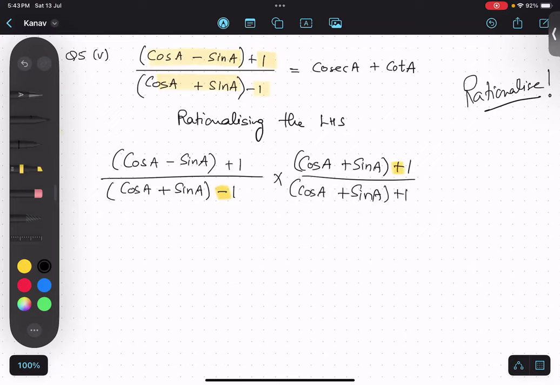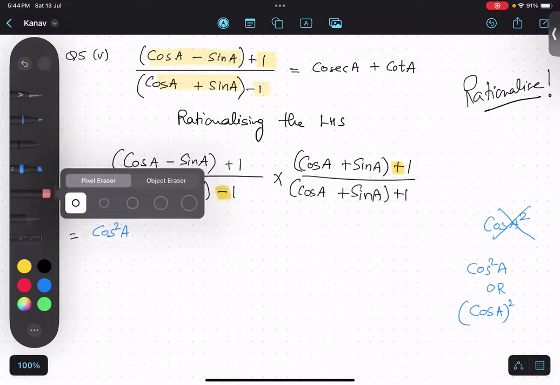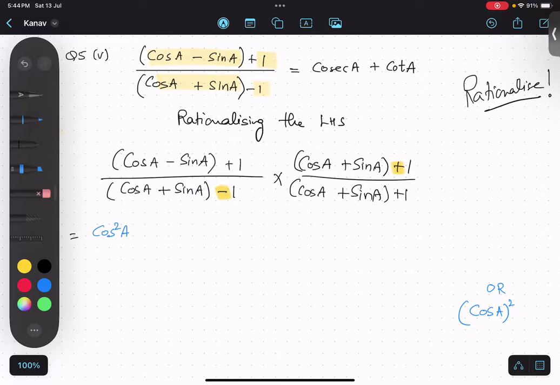Now we'll do the multiplication. It's a long multiplication, a patience test. I'm going to multiply this cos with this whole thing. Cos into cos is cos square A, cos square A, not A square. Somebody writes it like this, it is incorrect. The correct way of writing is this, or this. These are the two correct ways of writing. The first way is wrong.